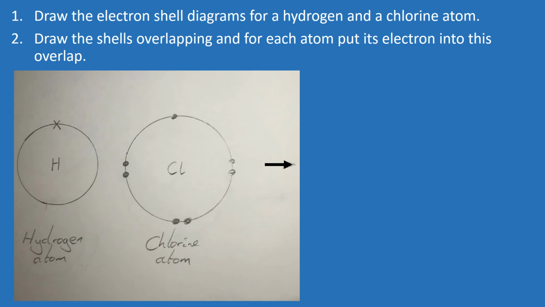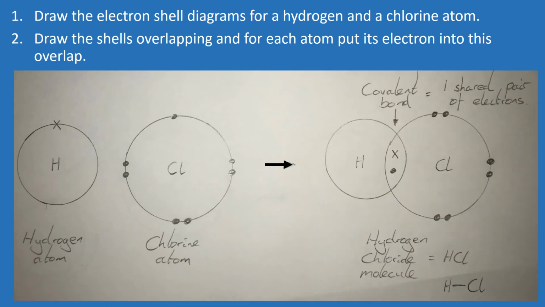With those electrons in that overlap as well. Which means that it should look something like this. And so we've got our covalent bond here. There's our shared pair of electrons. And the hydrogen has 2 electrons in its outer shell, so that's full because it's only got that first shell, which it holds a maximum of 2 electrons.